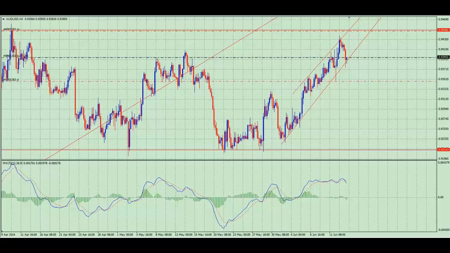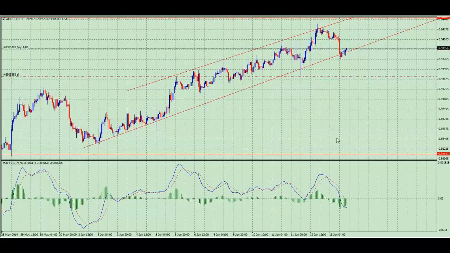If we go down into a lower time frame, we can actually see a slight bit of confirmation in the sense that the MACD is starting to push up a little bit, and also we're starting to get some buying pressure coming up from off this trend line.